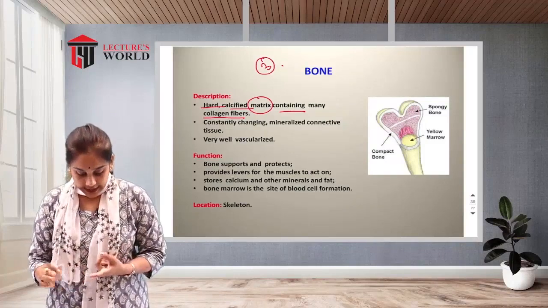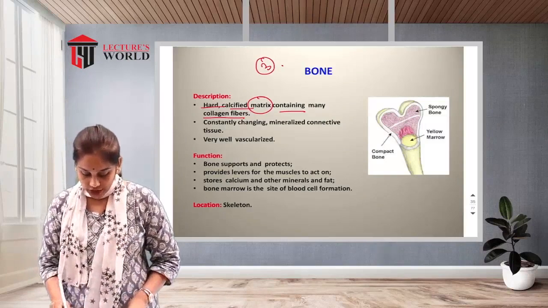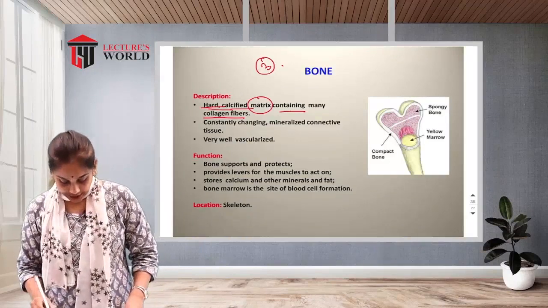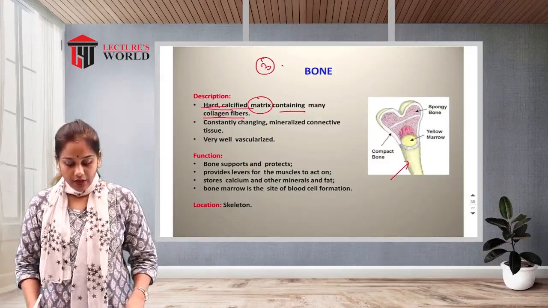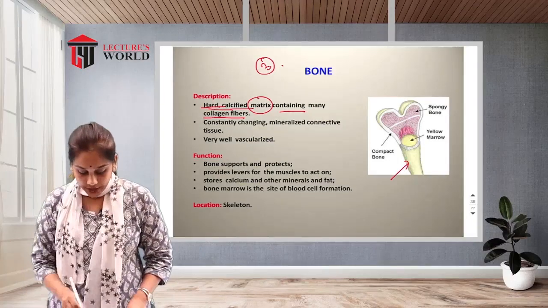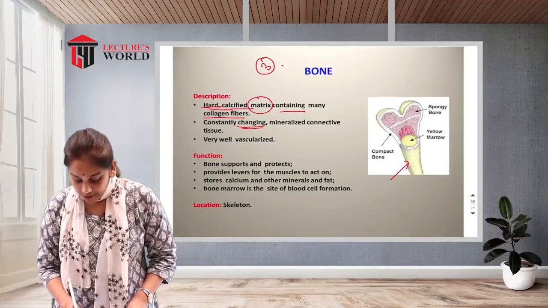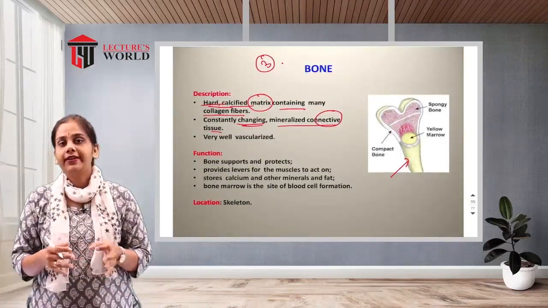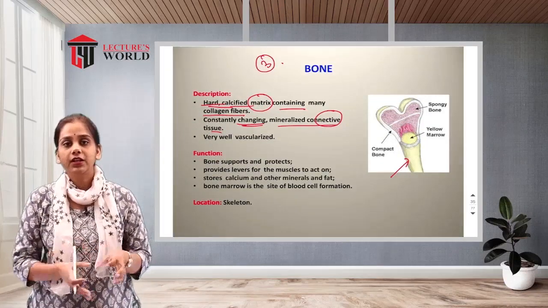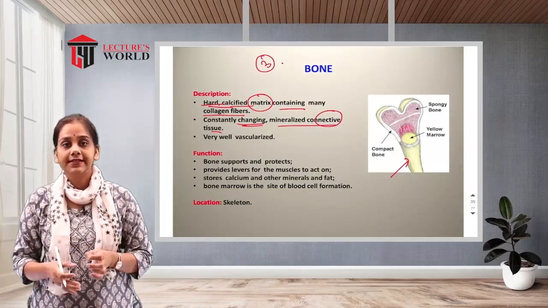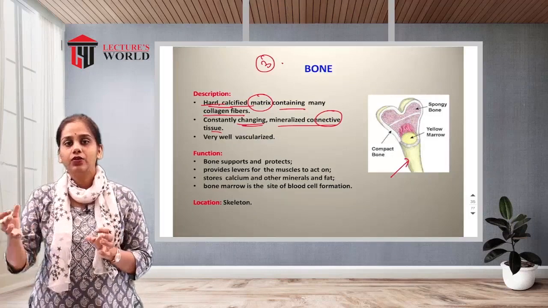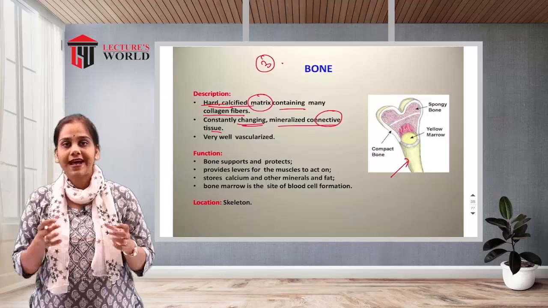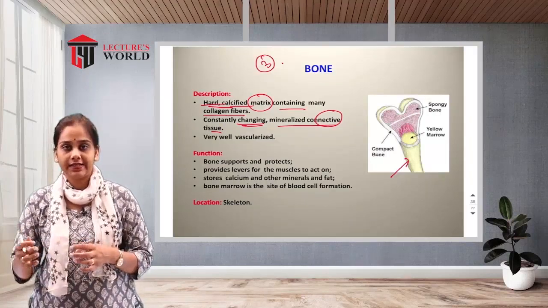Calcium is also a major portion of the bone. So it is a hard and calcified matrix. See, this is the matrix. Many collagen fibers are there, a constantly changing mineralized connective tissue. While a baby is in infancy, during the toddler period, the bone size is very small, and they grow as per age. As they develop, the size of the bones changes constantly.